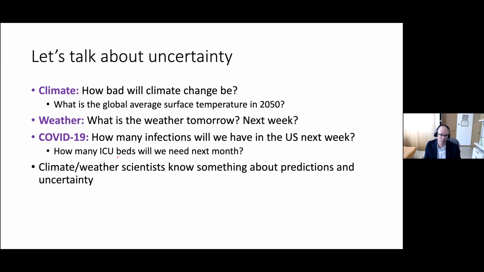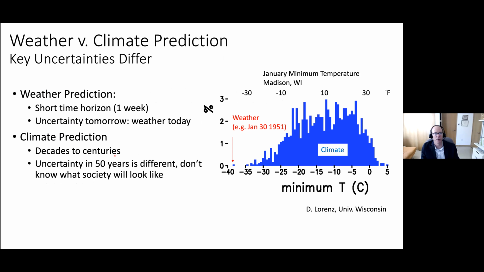And for example, you can ask more specific questions to couple these models, like how many ICU beds are we going to need in the next month? That requires coupling things like the virus model with public health outcomes. Well, climate and weather scientists definitely know something about prediction, and we know something about uncertainty. So let's talk about how we characterize uncertainty.